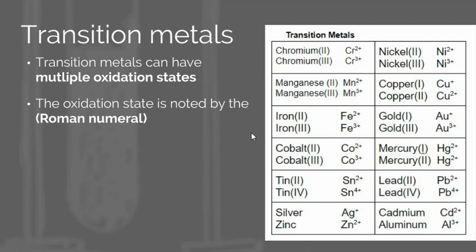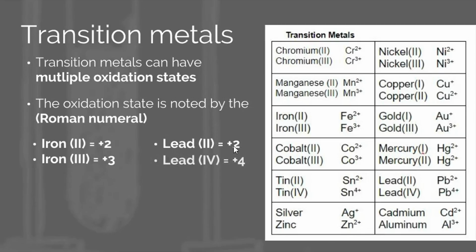All right, so let's look at an example of these without having to go through this entire table. If we look at iron, there's two versions of iron we can have. For iron II, that means that it has a charge of positive 2, and that's what I have here on the table as well. But if we had iron III, three I's inside the parentheses for the Roman numeral, that means that this iron has a charge of positive 3. If we keep going, lead II has a charge of positive 2, and lead IV has a charge of positive 4.